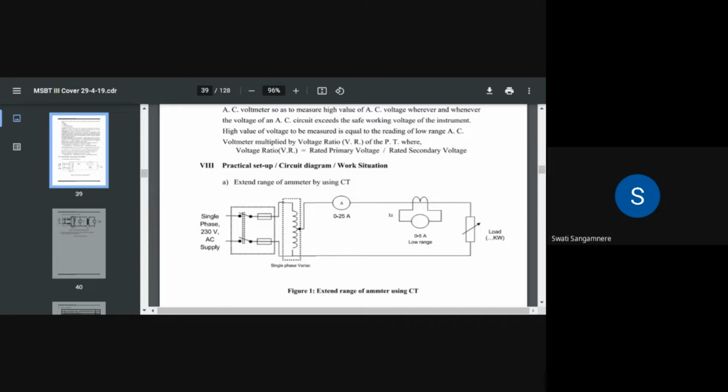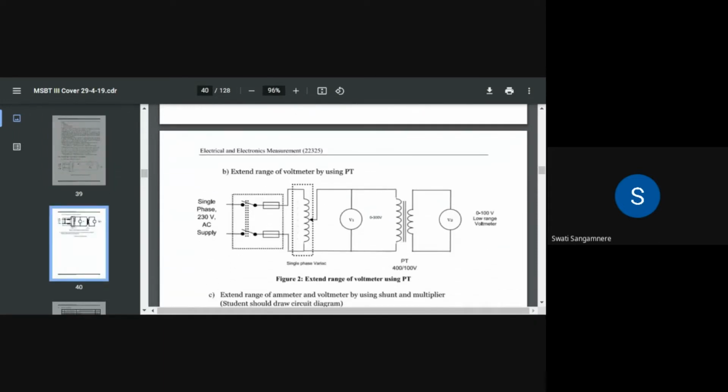Then connect the CT secondary. The CT secondary terminal is connected with the low range ammeter. The range of this ammeter is 0 to 5 ampere, so this is the low range ammeter, and the range of this ammeter is 0 to 10 ampere, so this is the high range ammeter. So this is the connection of our first part, extension of range of ammeter using CT.